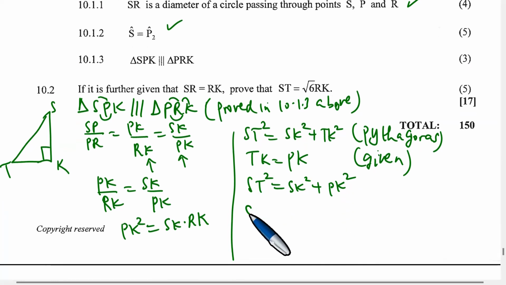Which means ST squared is equal to SK squared. But what is PK squared? PK squared is this, which is SK plus RK. ST squared.